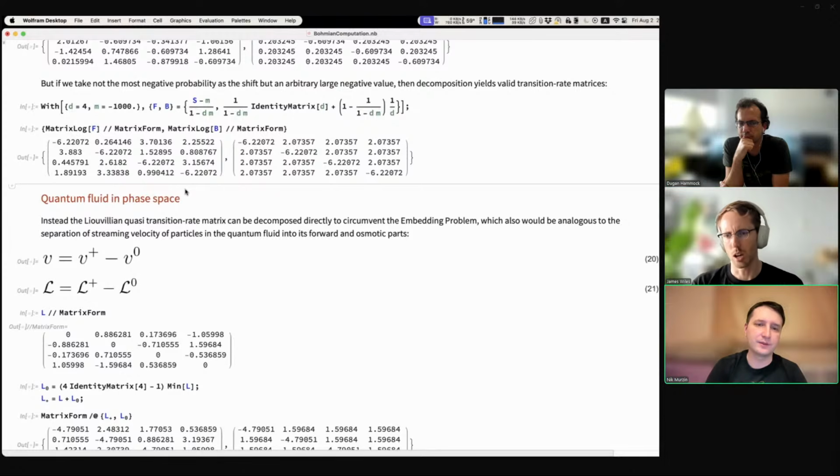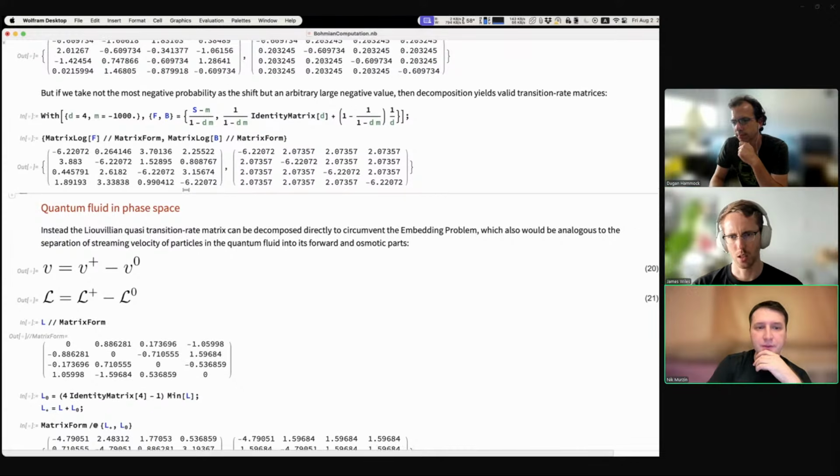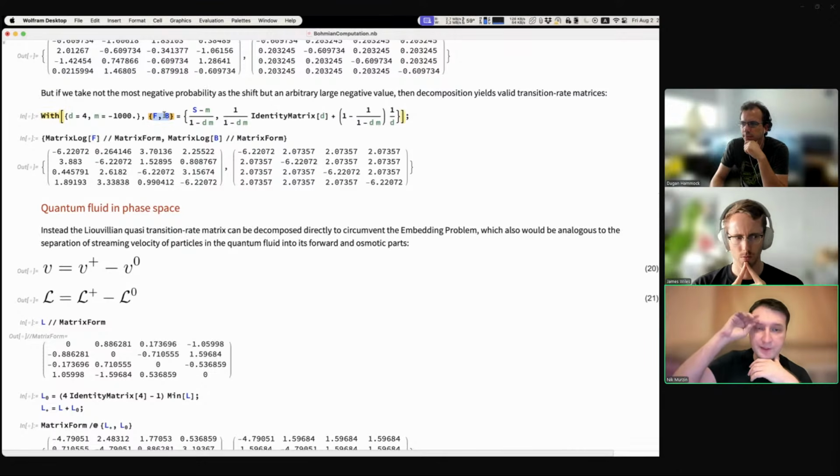So that was actually maybe important to explain. What you're doing here is a different way to circumvent the embedding problem. If you decompose directly the solution to the master equation, right?